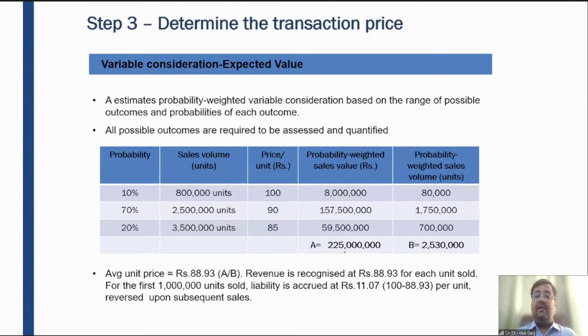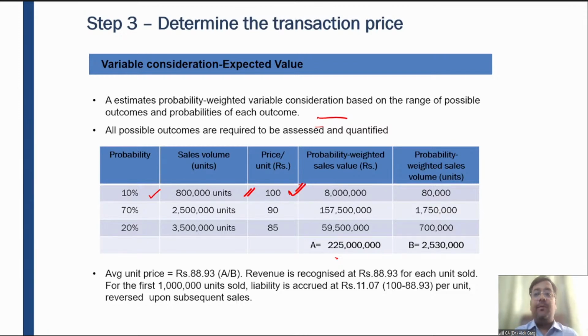In this case, since there is a range of possible outcomes, multiple outcomes, which is the best suited method? The best suited method is the probability weighted approach. And what is the probability? The probability is also given in this question. 10% probability is there that 8 lakh units will be sold to this customer. If 8 lakh units are sold to the customer, then what will be the price? 100 rupees will be the price. So this is the information given in the question.